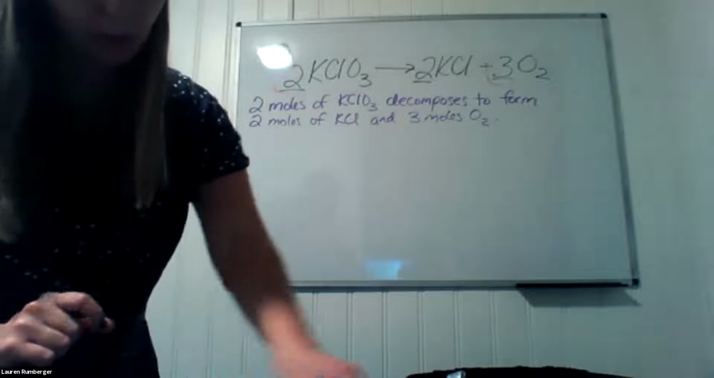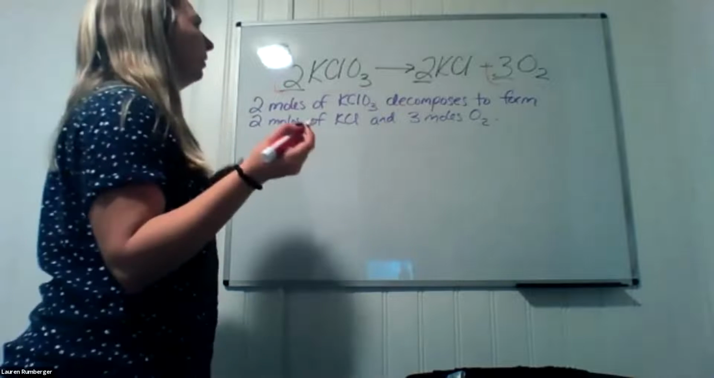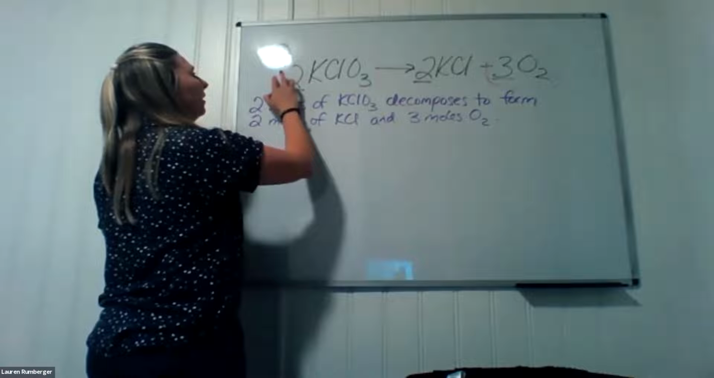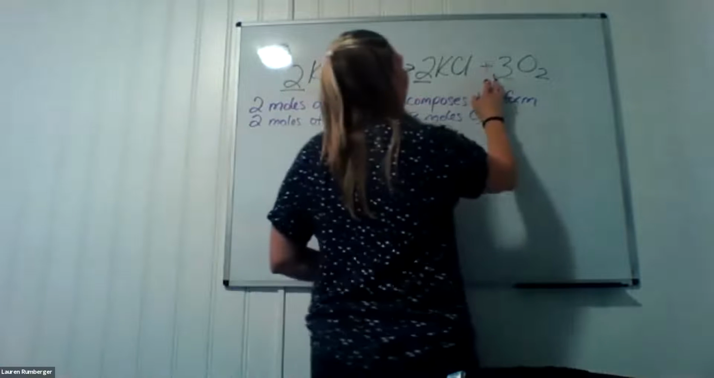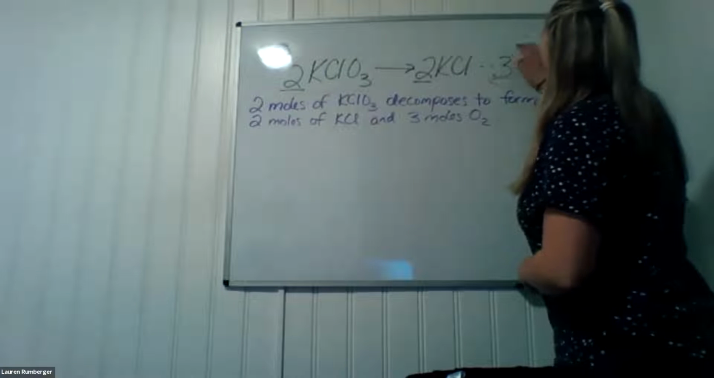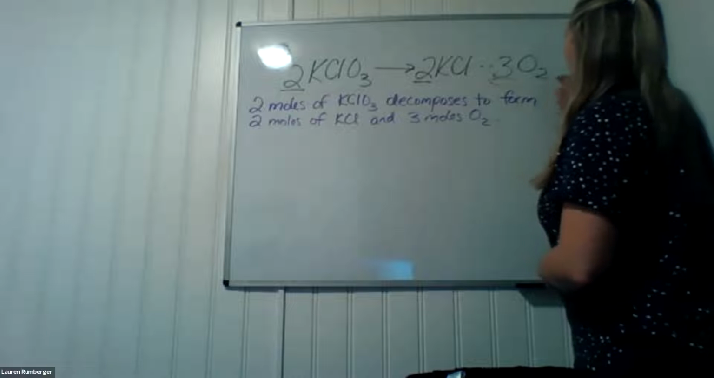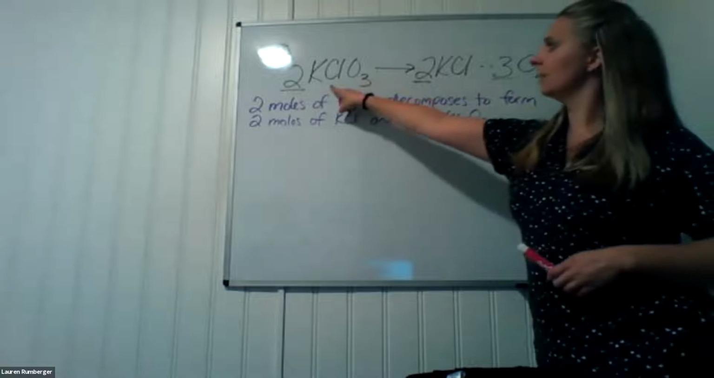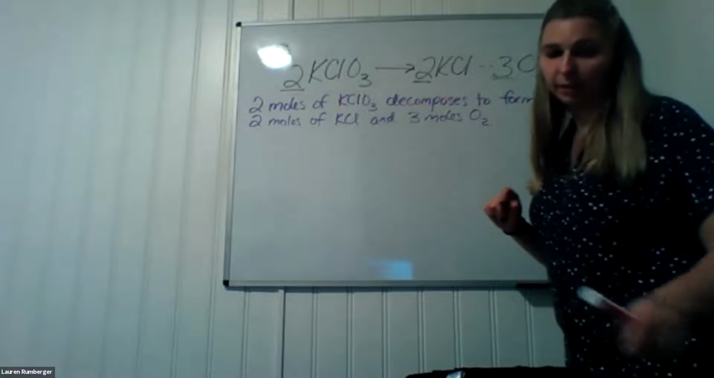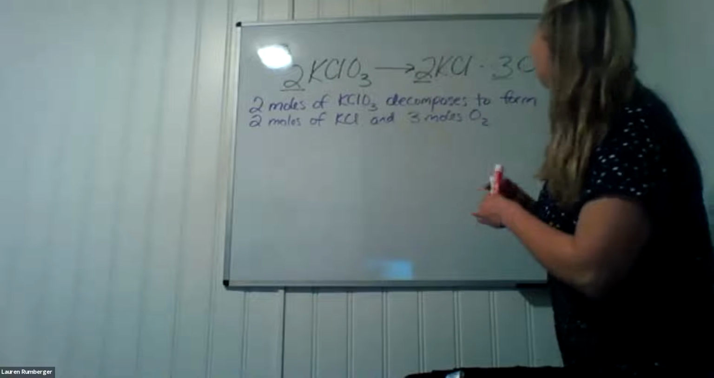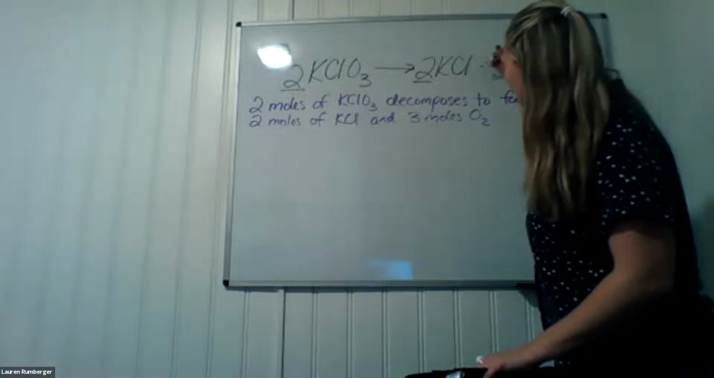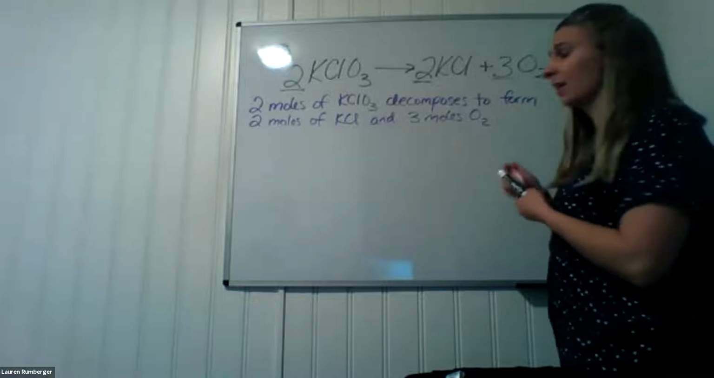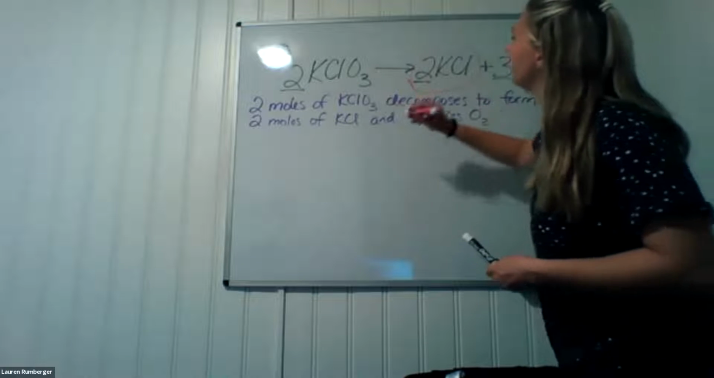Okay, so now what is our plan? Our plan here is that we're considering we have a certain amount of KClO3, and now we're converting it to KCl. So we're going to be looking at the mole relationship between KClO3 and KCl. What you may be noticing is that it's a 2-to-2 mole ratio, which is almost like a 1-to-1, right?